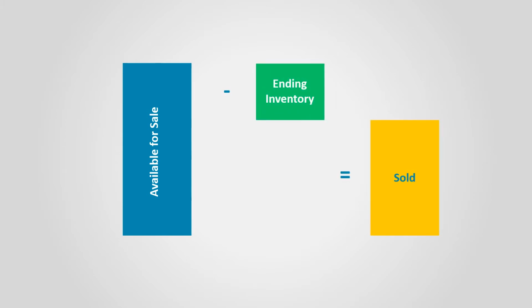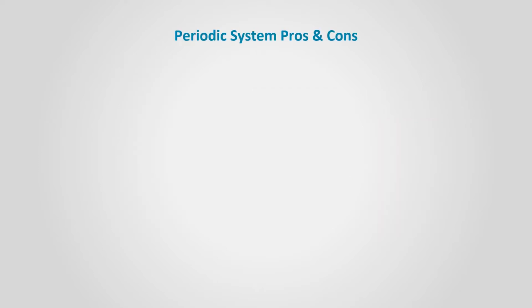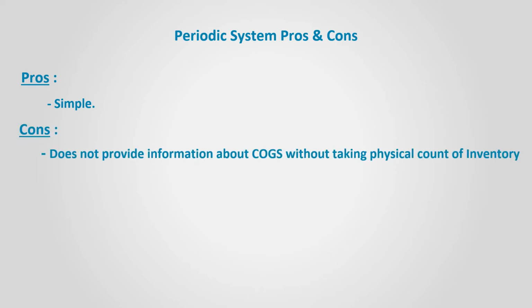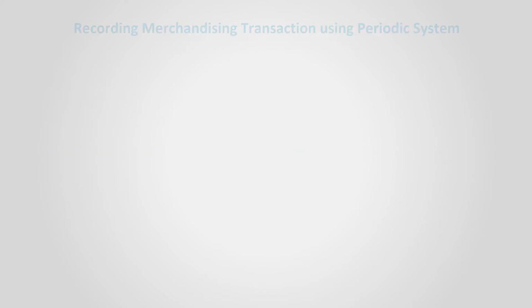With such information, we can calculate the goods sold, as previously illustrated, by subtracting the ending inventory from the inventory available for sale. Periodic system, pros and cons. The periodic system is easy and simple to apply. However, it does not provide information about the inventory during the period, including the number of units for each product and the cost of each unit.